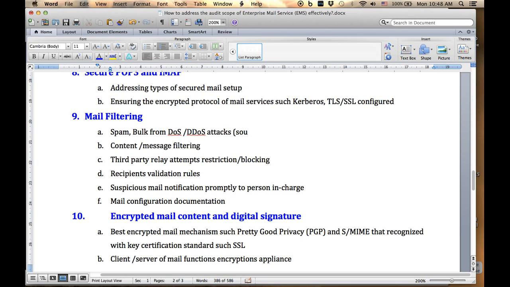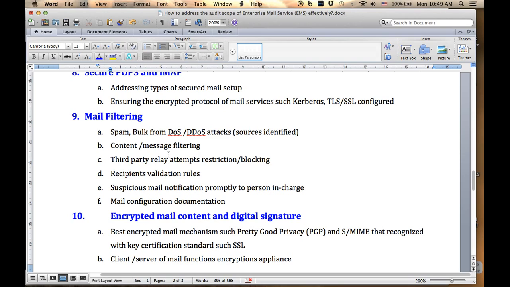We refer to the source so that we identify. Okay, the next is content and message filtering. The next is third-party relay attempt restriction and blocking. This is very important to protect the data loss prevention, DLP, mechanism. So the organization needs to understand what DLP, data loss prevention, is. We need to protect the CIA security framework for the organization.